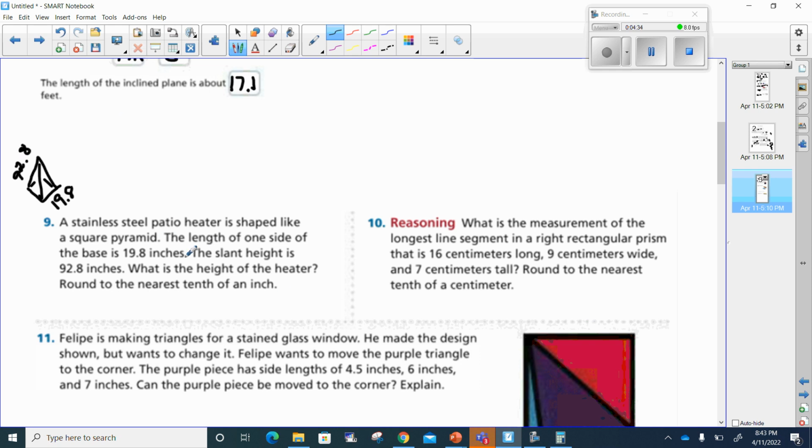Okay. Now it says, what is the height of the heater? They want to know what is the height going up and down of the heater. So let's go ahead and view this for a second from a side view. From a side view, this heater is going to be like this, right? And one side is 19.8, the side we said was 92.8.